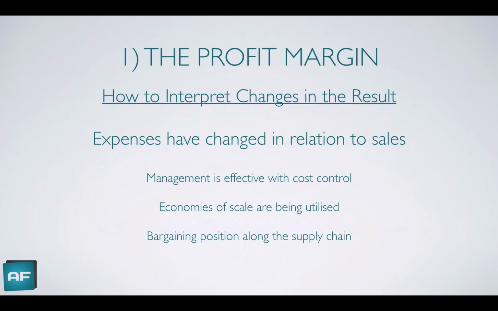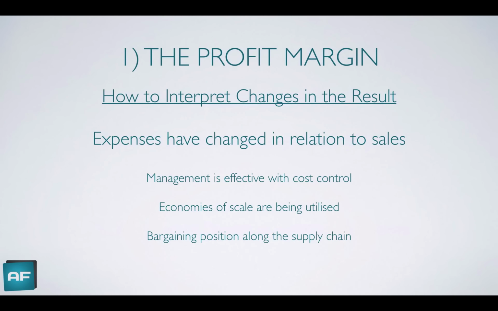Alright, how to interpret changes in the results. And I'll keep reminding you that you've got to analyse changes in particular ratios to really get the best benefit. Firstly, arithmetically, it means that expenses have changed in relation to sales. And this could mean that management is effective with their cost control, or ineffective if expenses have increased. There could be economies of scale that are being utilised, so you could have a change in sales revenue based on scale without a resulting change in expenses.